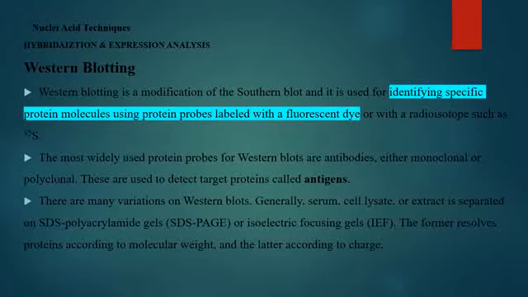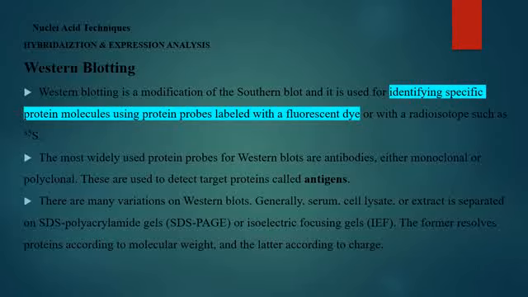So Western blotting, talking about proteins. Now, the most widely used protein probes for Western blots are antibodies. Don't forget, an antibody is a protein. This can either be a monoclonal or polyclonal form of an antibody. These are used to detect target proteins, which are called antigens. So you are bringing antibodies to go and look for the antigens. If that antibody is present and the antigen is present, the labeled antibody will be able to bind to it. There are many variations on the Western blots.